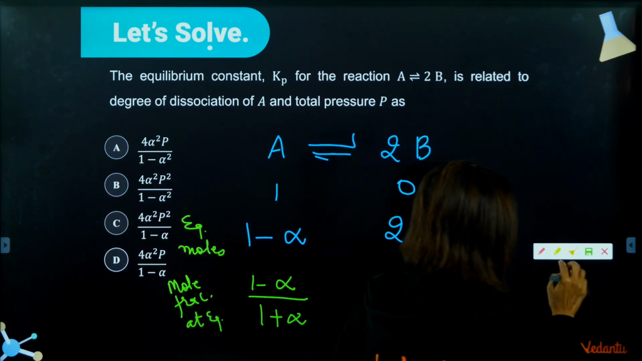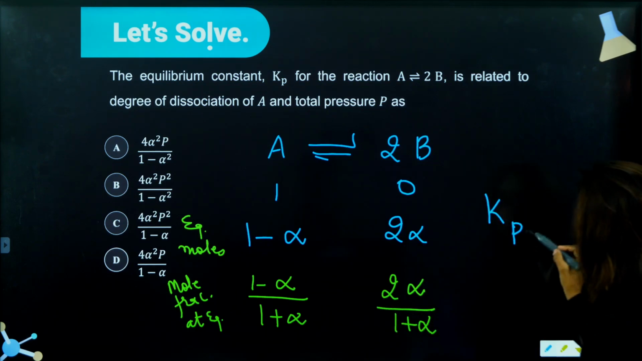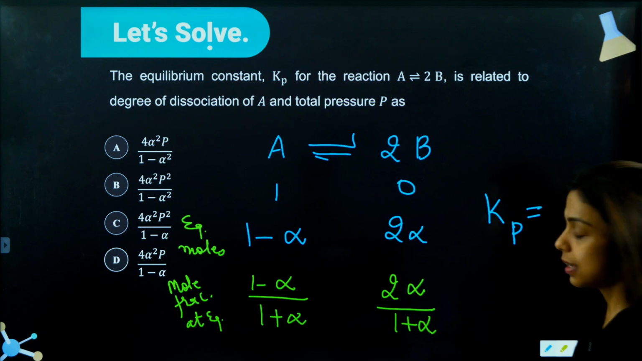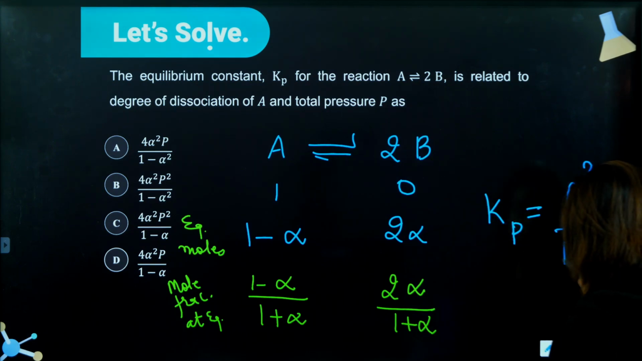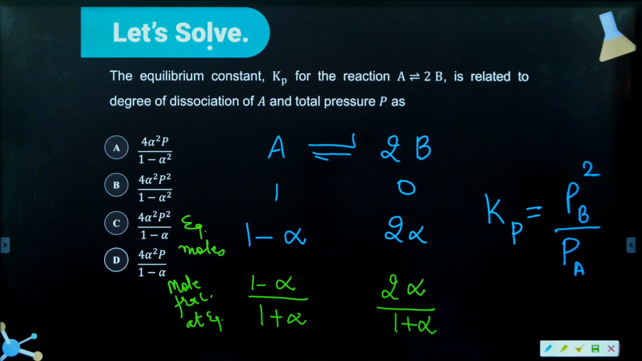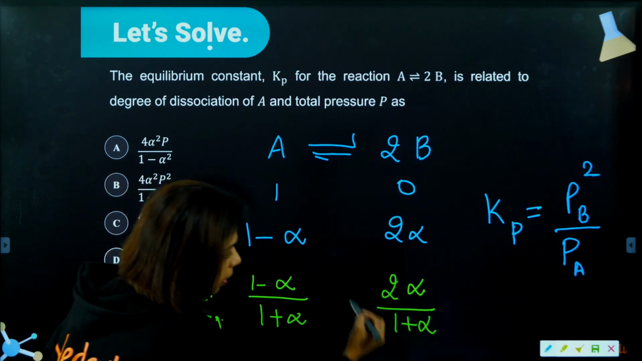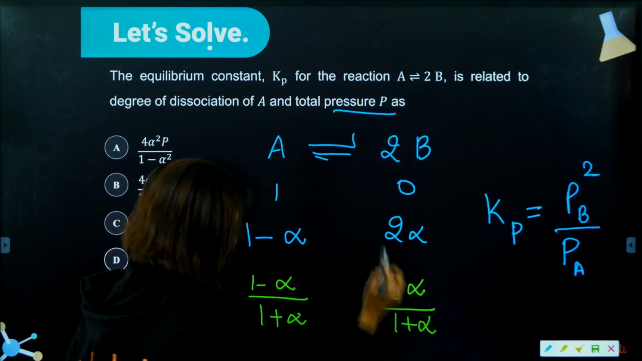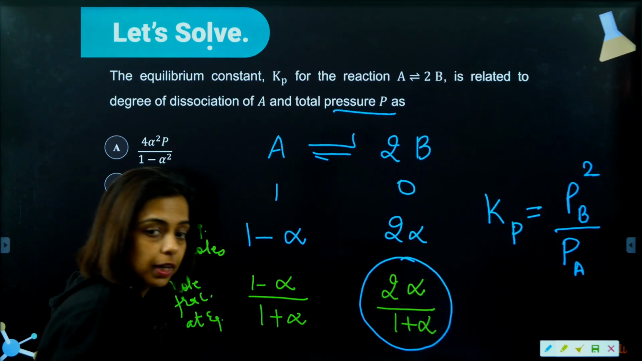Now for Kp, again the equilibrium constant Kp is equal to the partial pressure of B at equilibrium raised to power 2, that is the stoichiometric coefficient, upon the partial pressure of A. So guys, this is how we write the equilibrium constant expression. While putting the values in this expression, Pb is the mole fraction into P total. So the partial pressure of B at equilibrium is the mole fraction of B into P total.